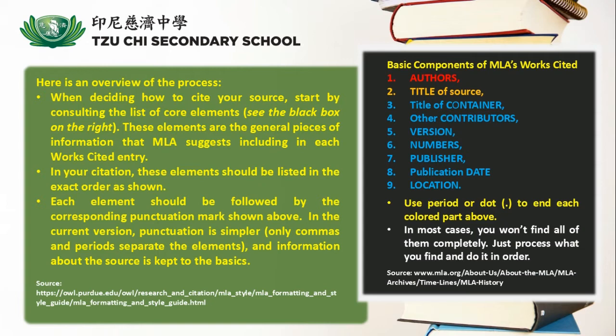Please use a period or dot to end each colored part above. As you can see, there are 3 types of colors. One is red, the next is orange, and the last one is blue. So make sure you put a dot or period to end each part of those different colors. In most cases, you won't find all of them. Just process what you find and do it in order.